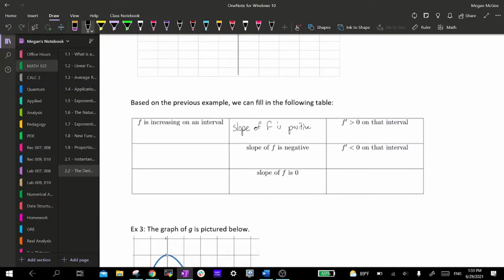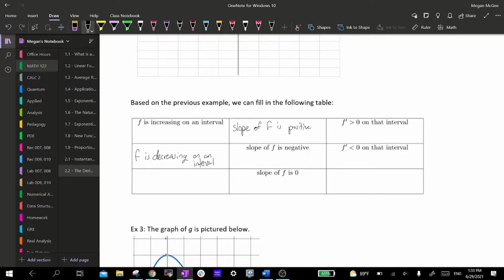All right. So then our next line, we have f is decreasing on an interval. So whenever the function is decreasing, we will have negative slopes, and our derivative is also going to be negative on that interval.